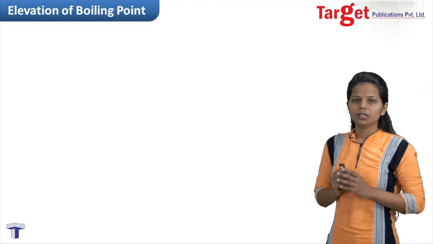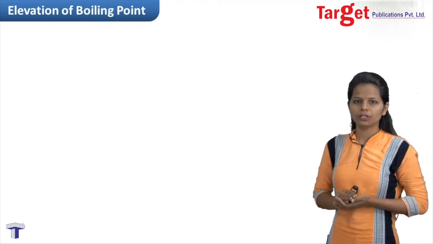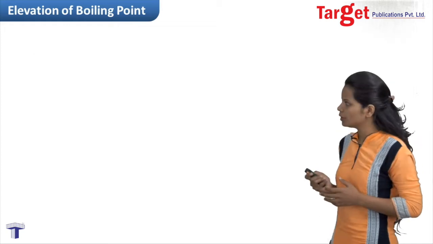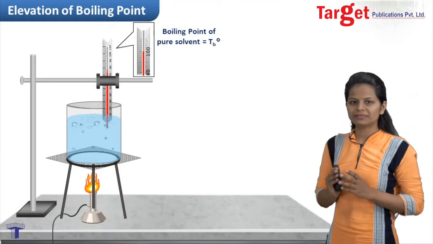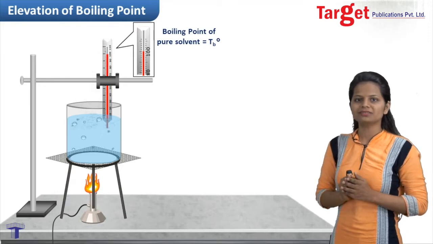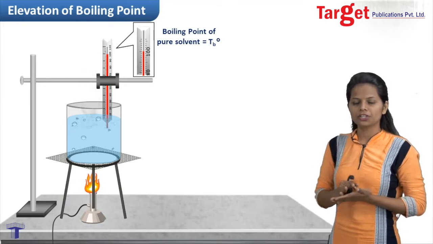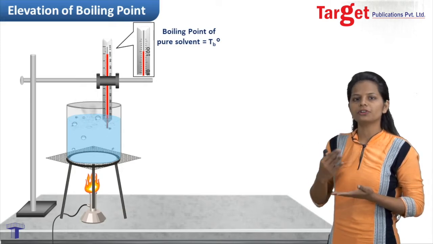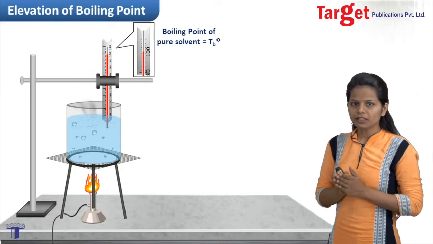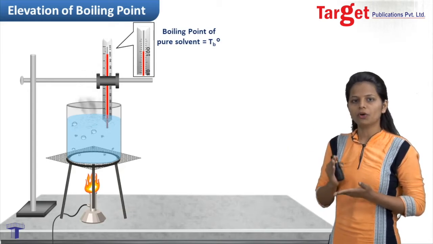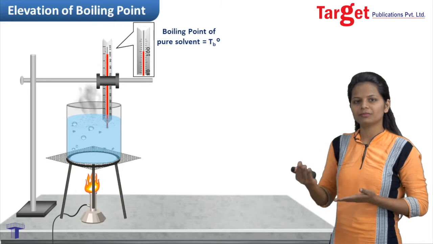Elevation of boiling point. Now, before talking about elevation of boiling point, let's first try and understand what the term boiling point means. Here in this picture, you can see a container filled with water. Boiling point, in simplest terms, is the temperature at which the vapor pressure of the liquid becomes equal to the pressure of the atmosphere. For pure water that is 100 degrees Celsius. As we all know, water boils at 100 degrees Celsius, and that becomes the boiling point.